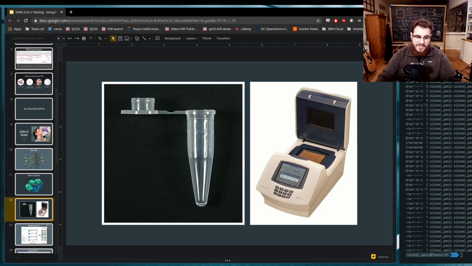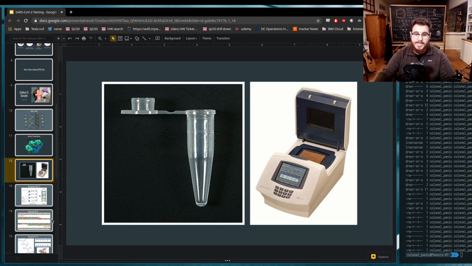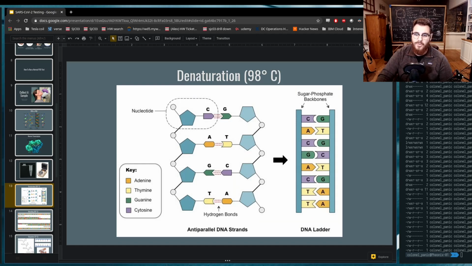These tests do get expensive to run. Now, there are three basic steps that this thermocycler is going to take the master mix and the DNA sample, and the RNA sample through. The first step is called denaturation. This is going to happen at 98 degrees Celsius, and basically what's going to happen is as the thermocycler heats up to this temperature, it is essentially going to melt the two strands of DNA apart.